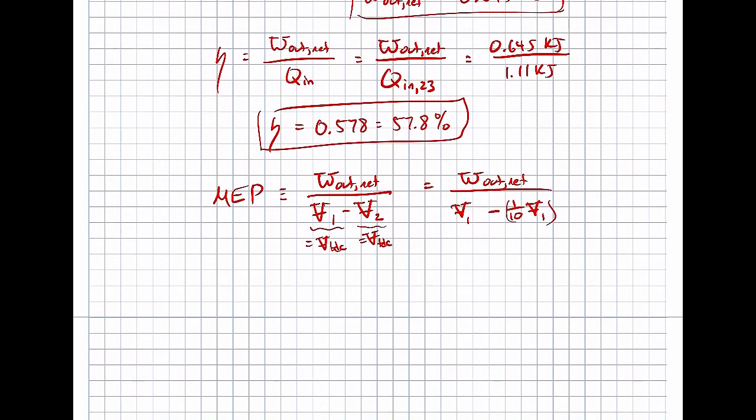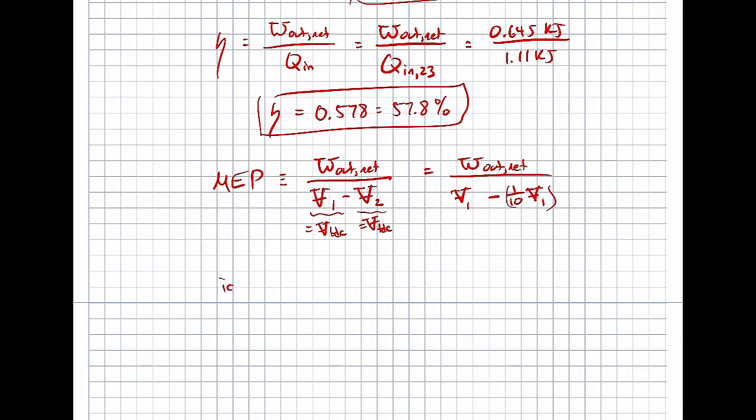We can find that from the ideal gas law at state 1, because from the problem statement, we know the temperature at 1, we know the mass of the air, and we also know the pressure at state 1, and we know the gas constant for air. So if you plug in those numbers, you'll find the value for V1. So let's see what that is.